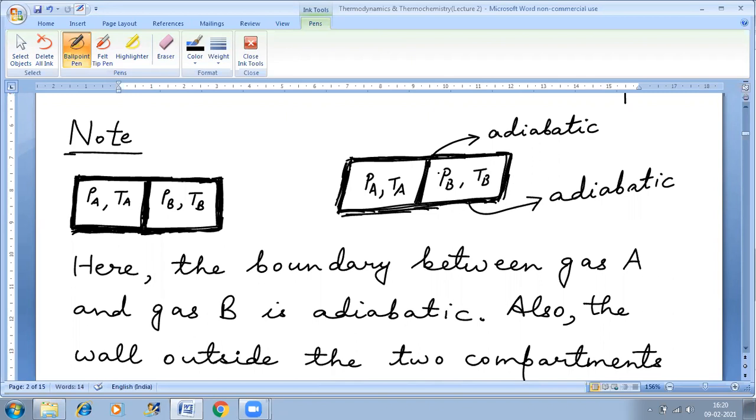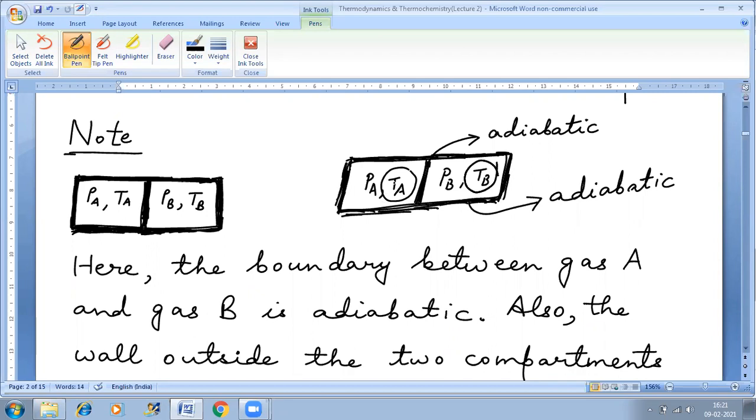Now, I can say that because this temperature TA does not change with time, also TB does not change with time. That means TA remains TA even after a long time. So if I keep measuring the temperature after different time intervals, I can say that TA remains the same. So TA does not change and TB also does not change with time.